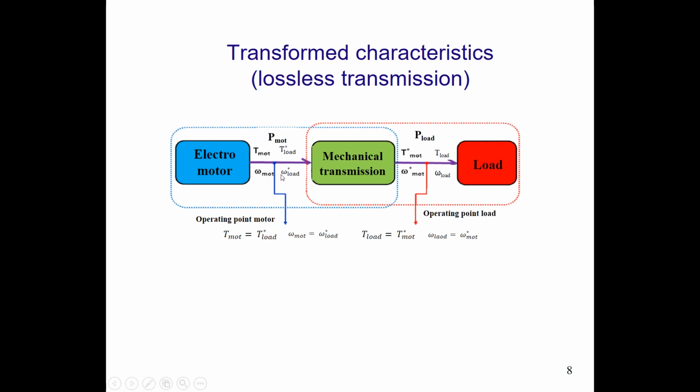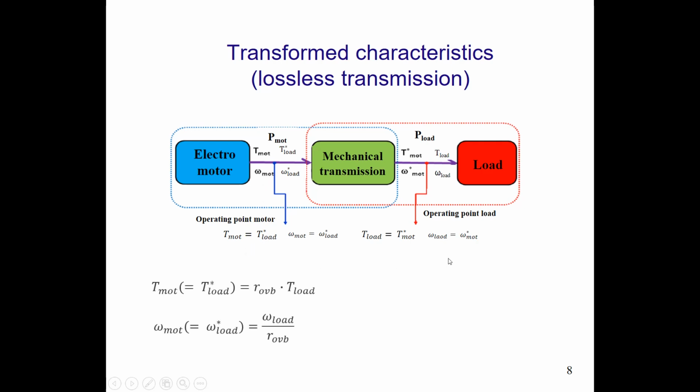So the motor angular speed over here is transformed to a lower transformed motor speed over here, omega star motor, indicated by the star, so that omega motor star has to be equal to omega load. You can also say that the omega load over here is transformed by this transmission to a higher angular speed over here, omega load star, which has to be equal to omega load. That is written over here.